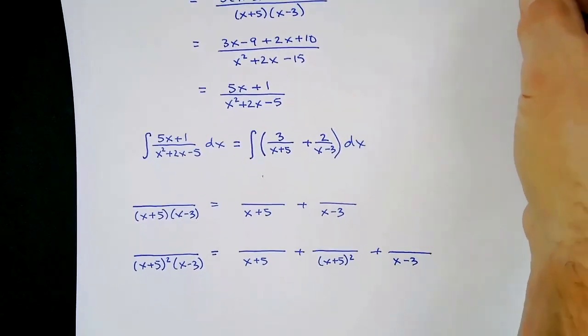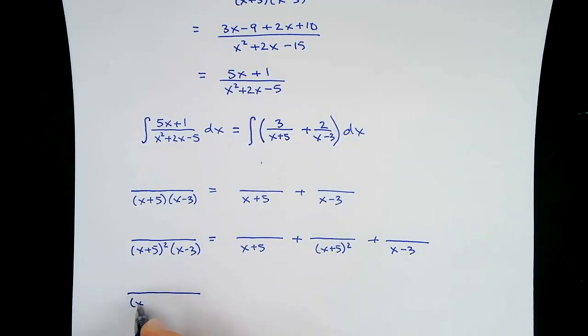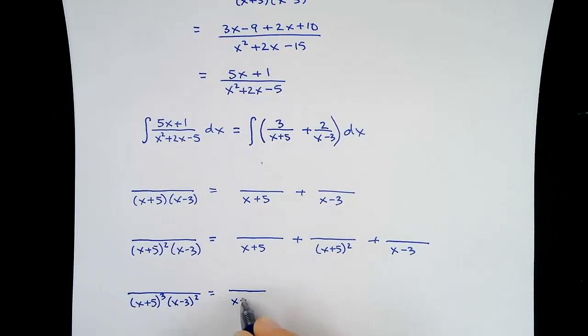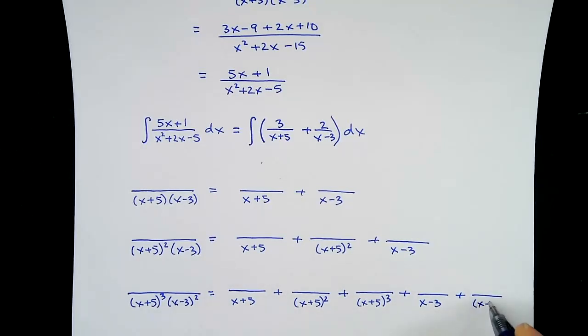So something really ugly that I would never give you, but it can happen, is what if we had something like x plus 5 cubed times x minus 3 squared. That would mean I would need an x plus 5 for a denominator, plus a second fraction with x plus 5 squared, and a third fraction with x plus 5 cubed, plus a fourth fraction with the single one, x minus 3, plus the double one, x minus 3 squared, because we don't know which one. We know we have a denominator of x minus 3, but we don't know if it's simply x minus 3 or if it's x minus 3 squared. So that's how you'd break it up if you have repeated factors.